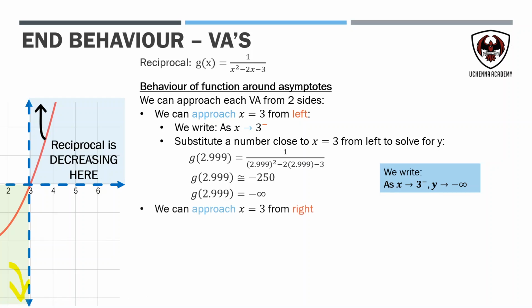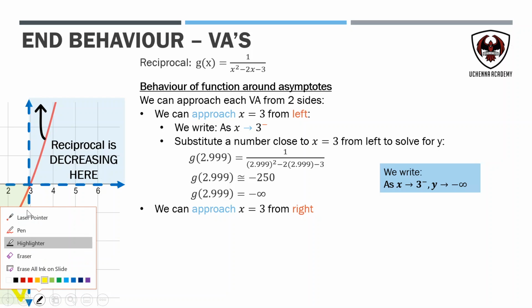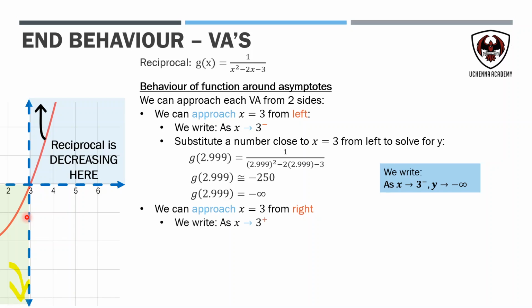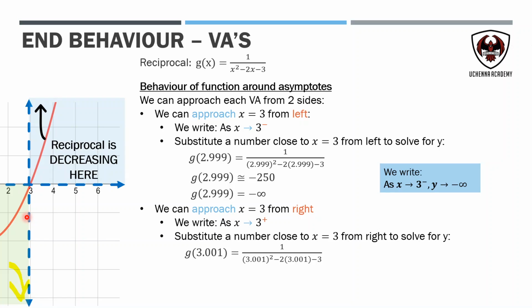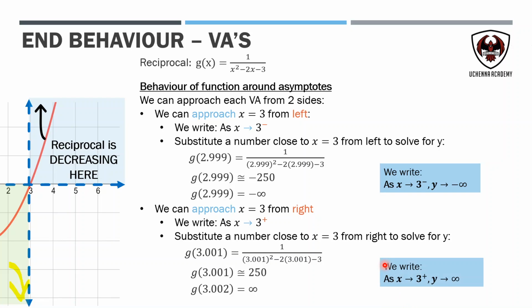And then I'm going to do the exact same thing, except I'm going to approach x from the right side. And that means that I'm just going to pick a number that's really close to 3 from the right. So that's going to be 3.001. Plug that into my formula or equation, and I'll end up with approximately 250. I'll write as x approaches 3 from the positive side, y approaches a big number, which is infinity.